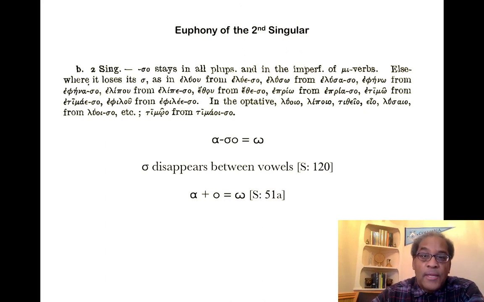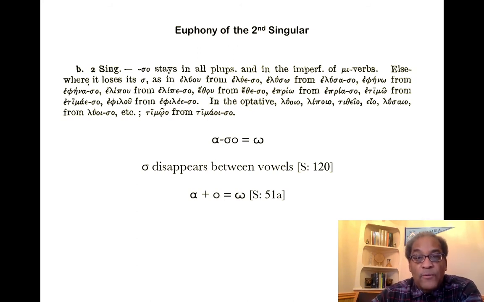But the second singular calls upon some special rules, which are treated in detail in section B of this section of Smythe, where he tells you that the sigma omicron stays in all the pluperfects and in the imperfect of mi verbs, but elsewhere it loses its sigma. So the law that's operating here is that the sigma disappears between the alpha and the omicron, and the result is an omega. Smythe talks about the rule of sigma disappearing between vowels, that general rule, at section 120.